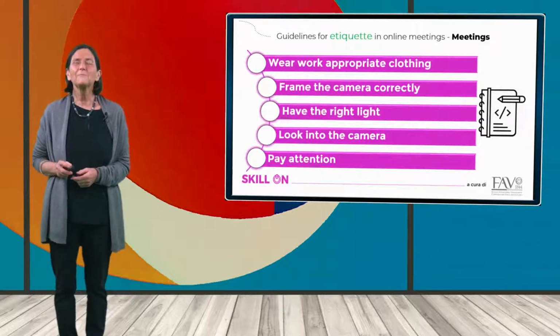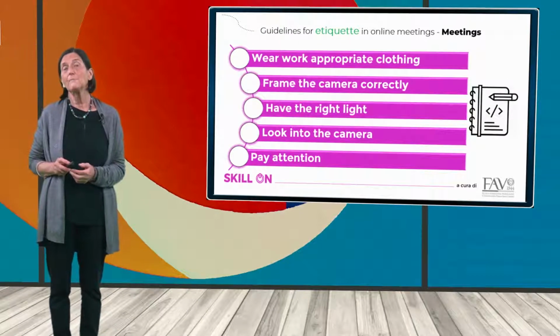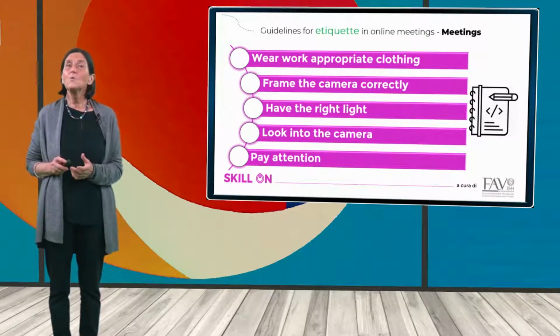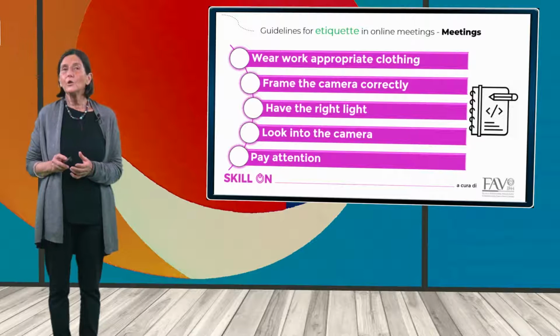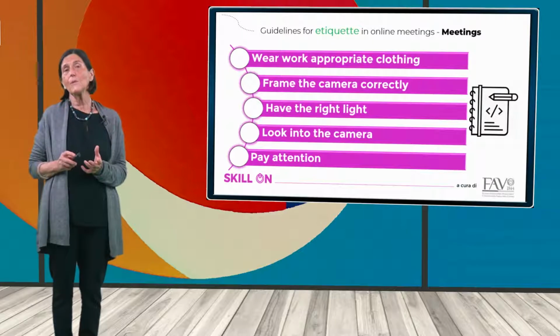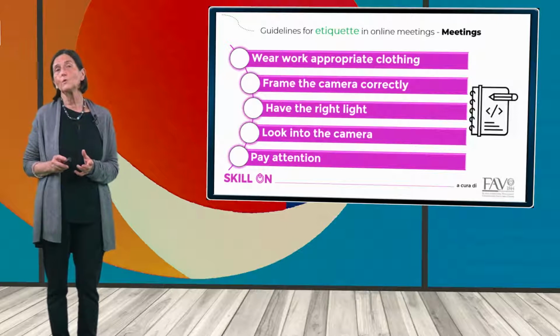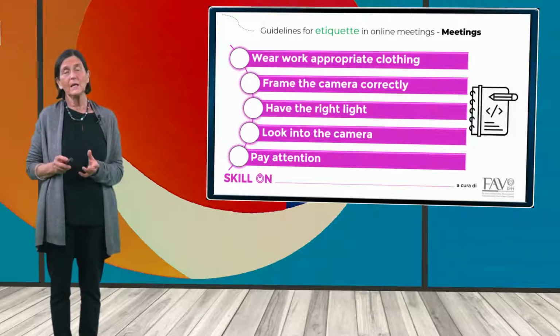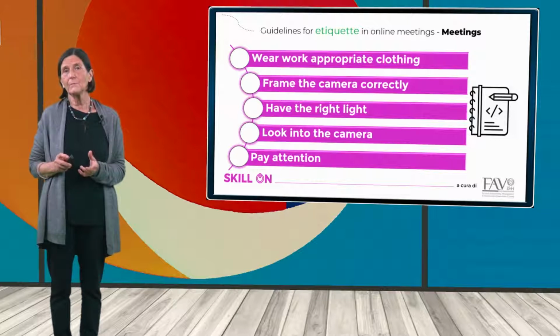Some more guidelines relating to etiquette. Number 1 on the list is important here, but I'm sure you all know it. It's using work appropriate clothing, because in fact, representing Regione Emilia-Romagna, you are meeting in a professional context. So even if you're meeting from home, it's important that what you wear would be exactly the same as what you would wear in a meeting in one of the main meeting rooms in Aldamoro. So this is important for a professional appearance.